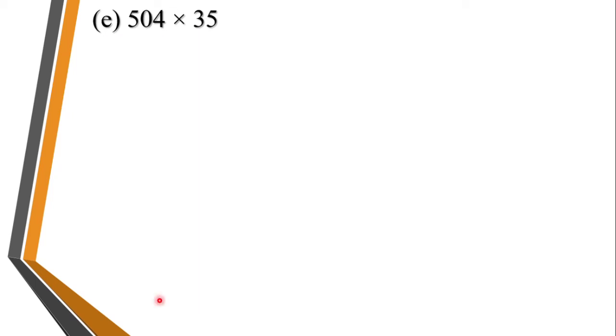Now the next question is 504 multiplied by 35. Now again if you split 35, it will be 30 plus 5. Yeah, here we got some simpler numbers, right? But here we didn't get many zeros. Now let's try it with 504.